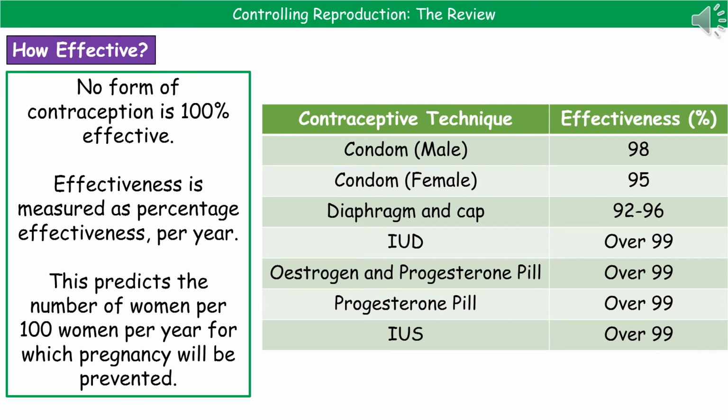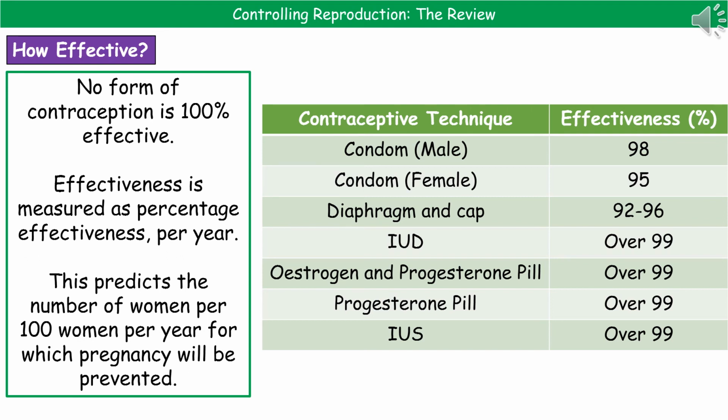The last thing we need to consider is basically how effective these different techniques actually are. And one thing to bear in mind is that no form of contraception is 100% effective. The way that we do measure their effectiveness is as a percentage of effectiveness per year. So that's going to predict how many women per 100 each year are going to have pregnancy prevented.